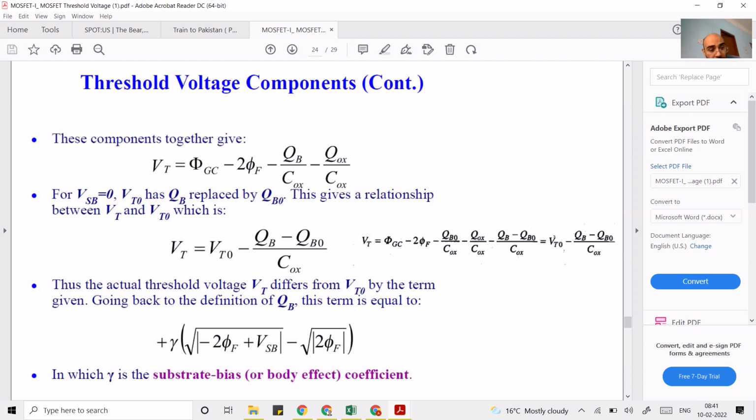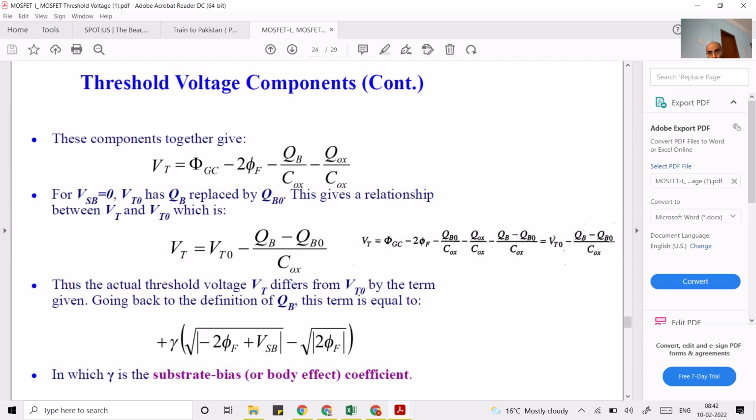This threshold voltage component is important because later on we will see techniques to modify the threshold voltage also. If you want to change the threshold voltage of a device, then by doping near the surface, in the channel, with some impurities in that particular region, you can manipulate the threshold voltage. That is what is being done nowadays. The threshold voltage is manipulated nowadays.